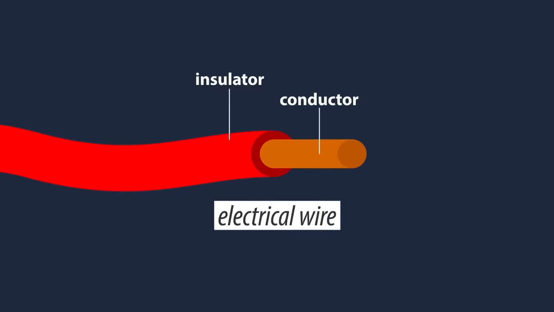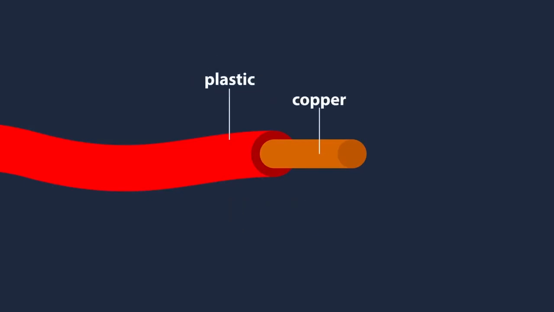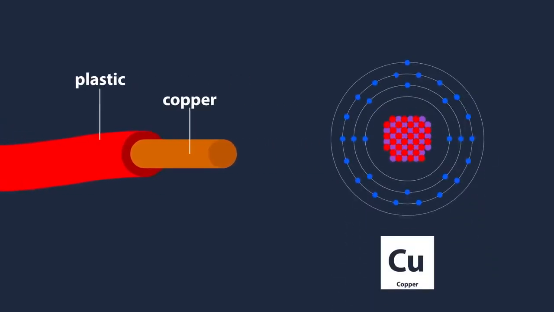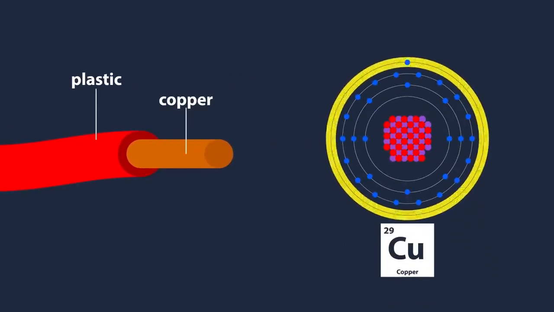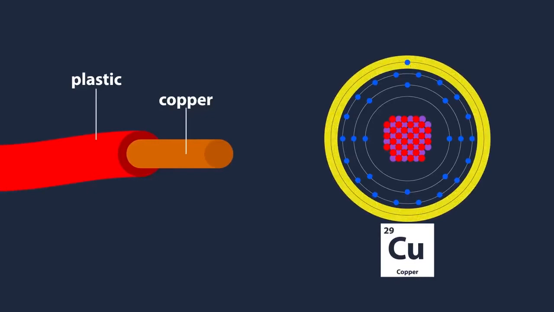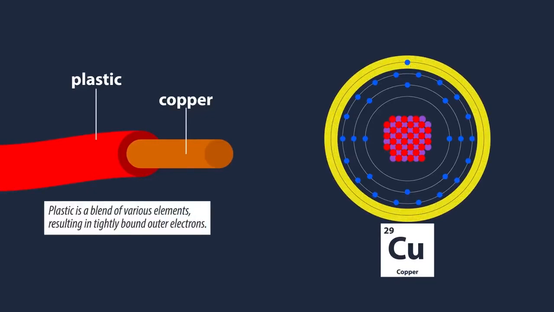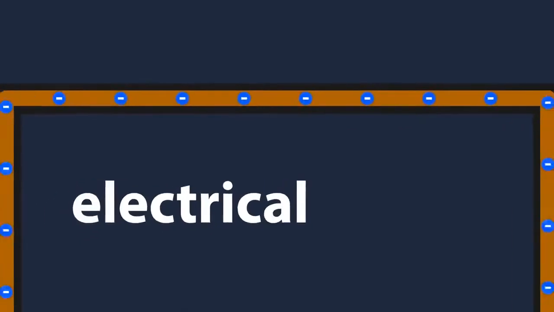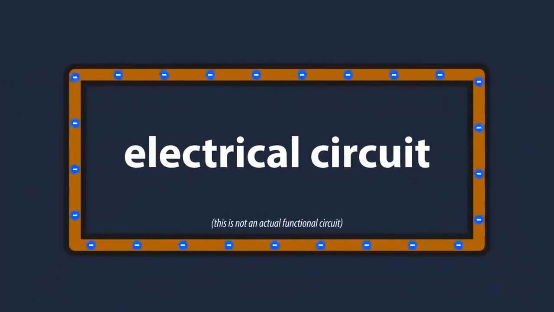This electrical wire has a copper core and a plastic shell. Copper atoms have a very loosely bound electron on the outside, as seen here again using the Bohr model. This makes copper a perfect conductor, whereas the plastic is an insulator. The millions, if not billions, of copper atoms in this piece of wire easily exchange electrons, allowing us to make an electrical circuit with it.